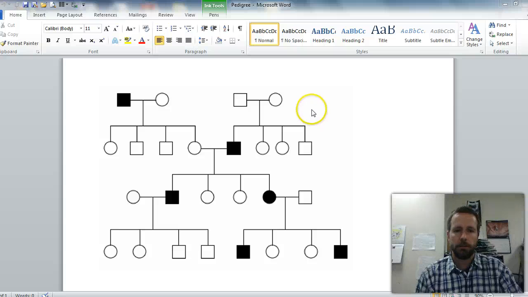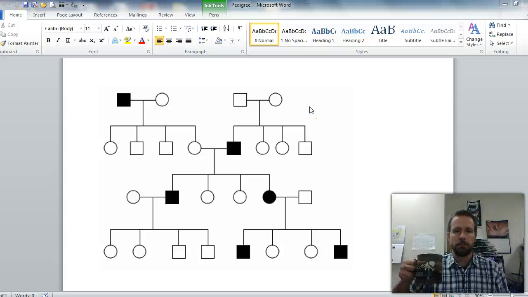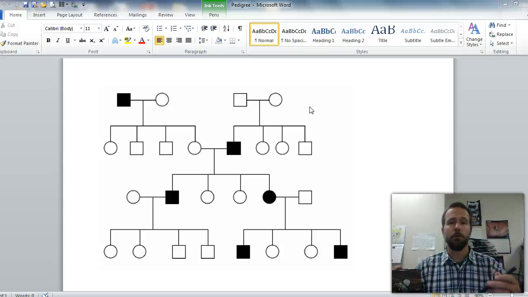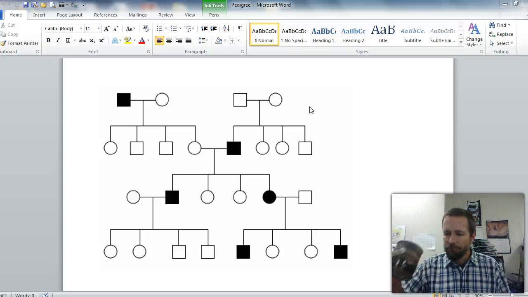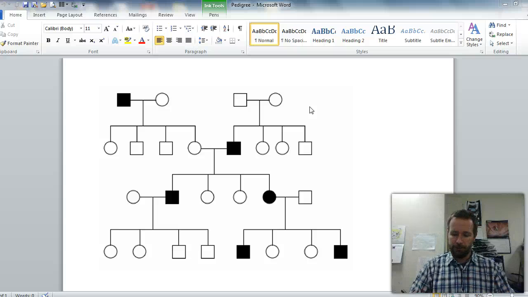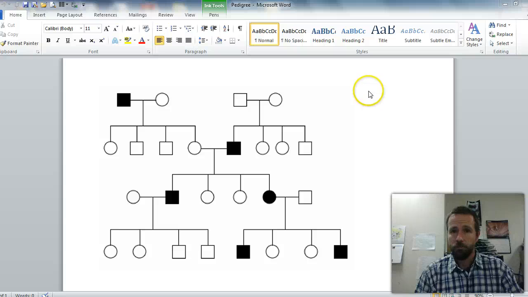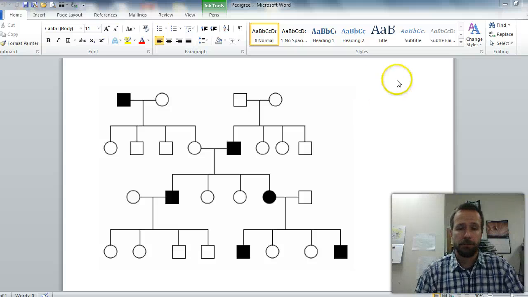So what we've got right here is just a simple pedigree set up, and you remember the squares are the males, the circles are the females, and if it's filled in, they are affected by whatever trait we're looking at, whether that's PKU or detached earlobes. If it's not filled in, then it is unaffected. So let's say we don't know if this is a dominant or recessive trait. That's some of the point of these, is to figure that out.